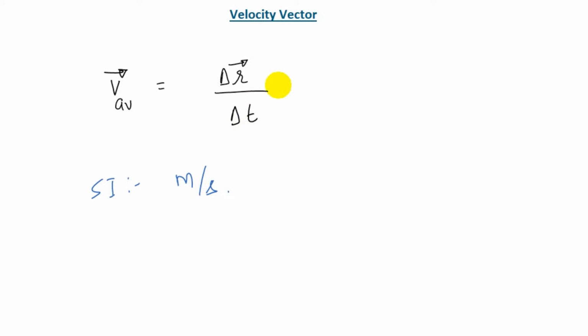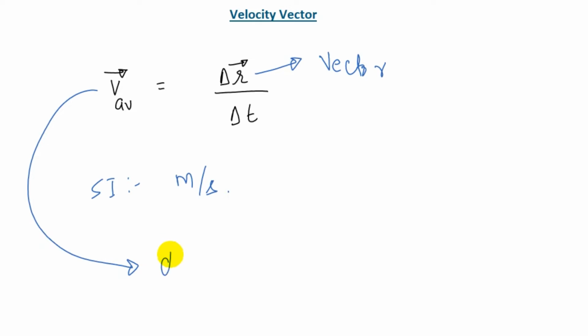Here we see that delta r is a vector and delta t is a scalar. In other words, we can say that the velocity vector is obtained by multiplying the displacement vector with a scalar number, which is 1 over delta t. And one more thing, delta t is scalar and this term is a vector. So the direction of the average velocity vector will be the same as that of the displacement vector delta r.